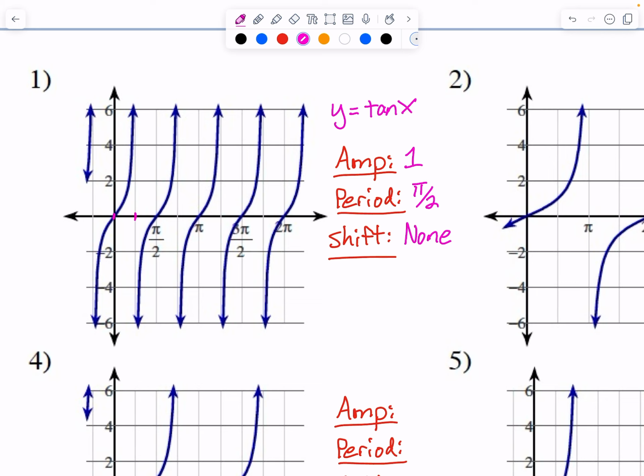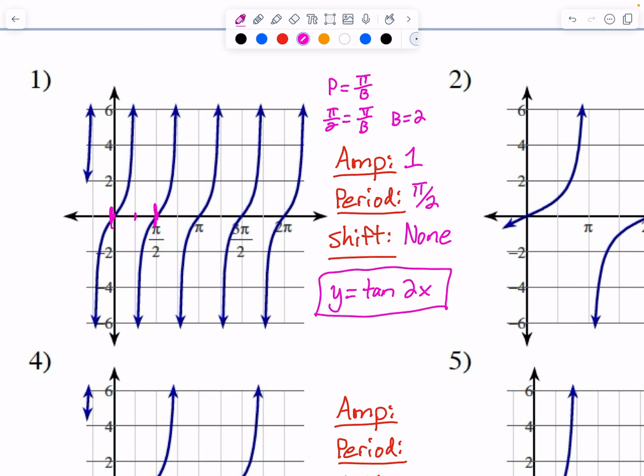From here to here, I know there to there, here to here, that's pi over 2. So each tick mark is pi over 4. Tangent takes a tick mark in each direction, so the whole period is pi over 2. Now, the period for tangent or cotangent is always pi over b. So pi over 2 equals pi over b. We can just use our eyes here. b has to be 2. So I know my tangent function is going to be y equals tangent of 2x. And that's my solution there.